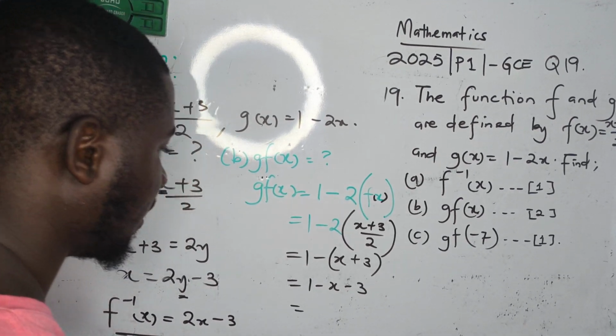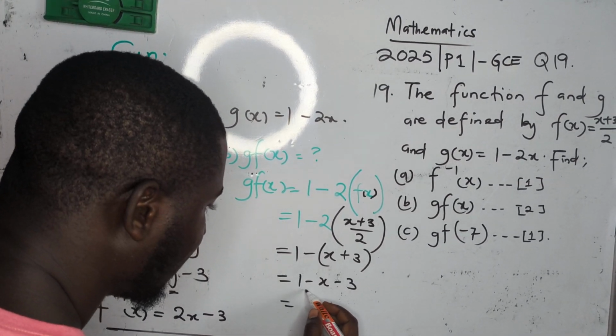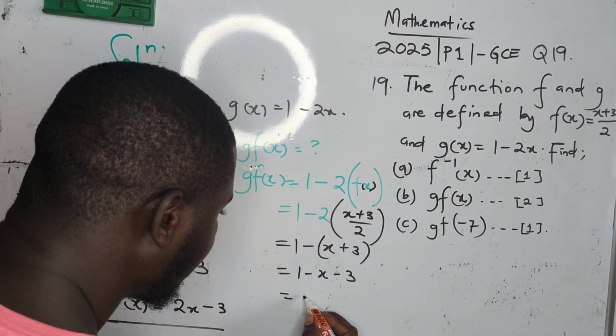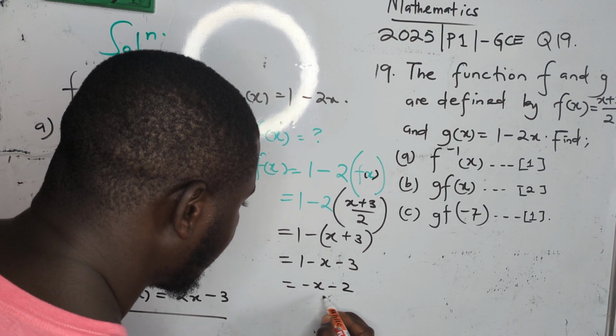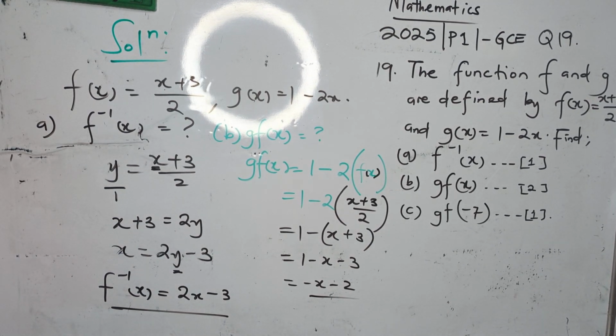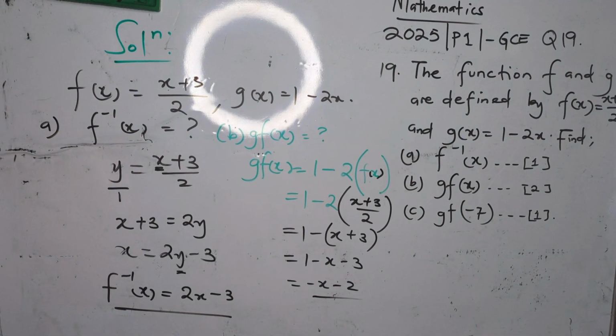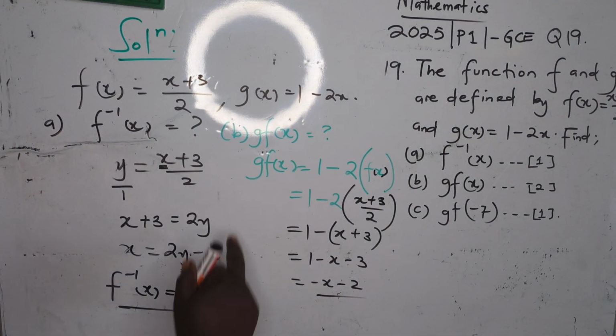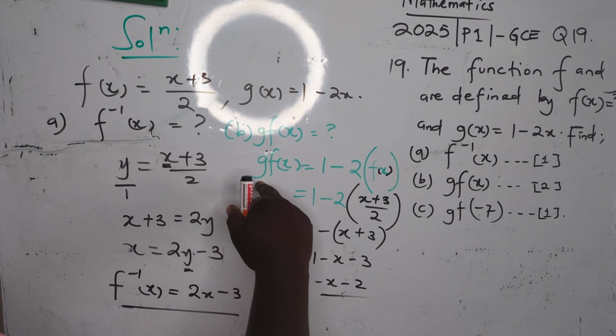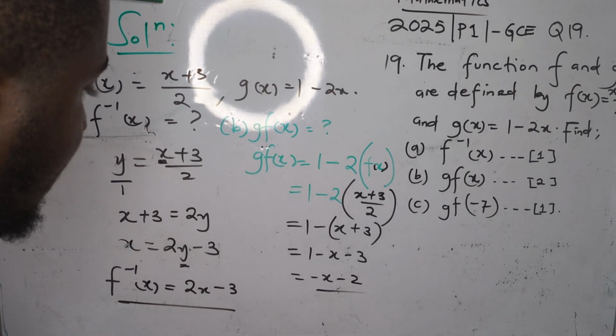Then this one and this one, you understand that we're taking the sign of the bigger number. So these are like terms. So we're going to have negative x, negative 2. And this is going to be our answer. And just like that, we get our 2 marks, which is very simple. So this is our function, g of f of x.